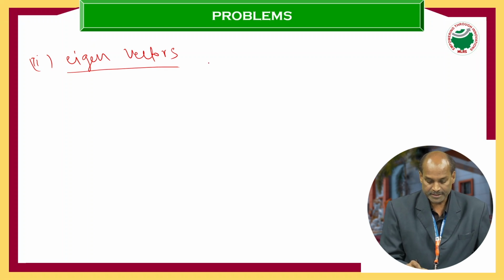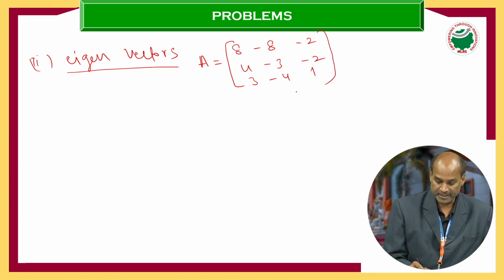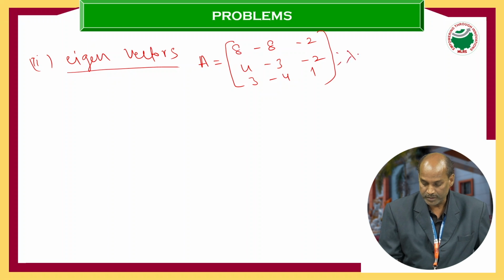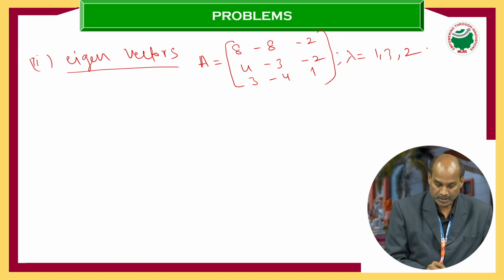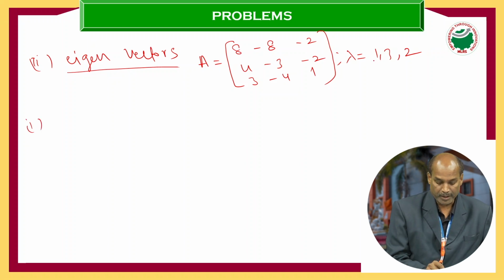Now what is the matrix? Here the matrix is A equal to, write down the elements: 8, minus 8, minus 2, 4, minus 3, minus 2, 3, minus 4, 1. This is the given matrix. What are the eigenvalues? Just now we found 1, 3, 2. So first I will find the eigenvector for lambda equal to 1.